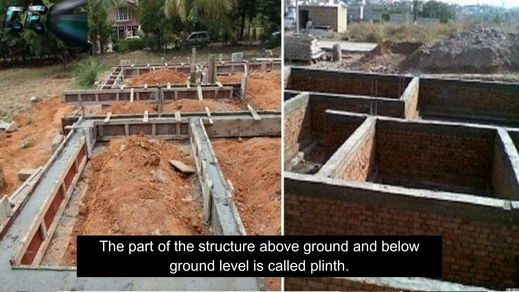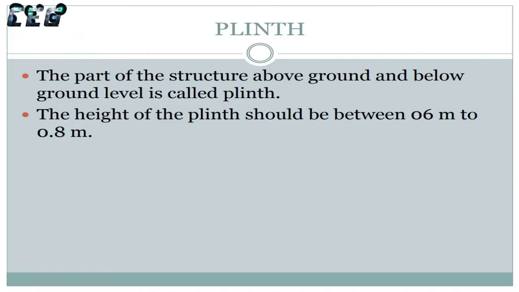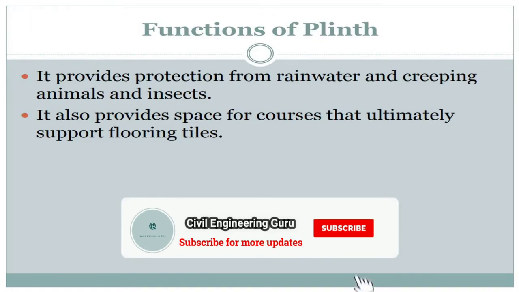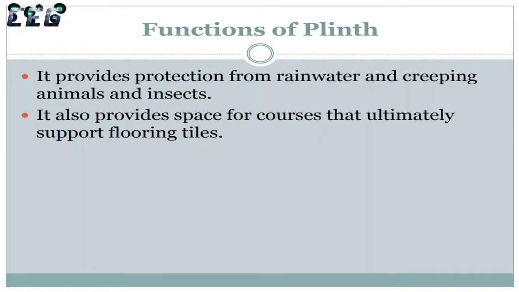Plinth. The part of the structure between ground level and floor level is called plinth. The height of the plinth should be between 0.6 m and 0.8 m. Functions of plinth. It provides protection from rainwater and creeping animals and insects. It also provides space for courses that ultimately support flooring tiles.